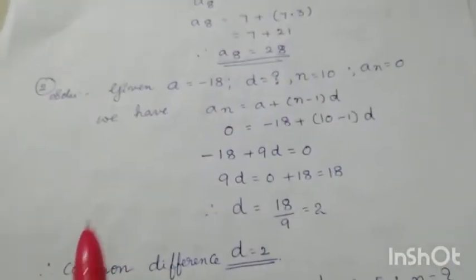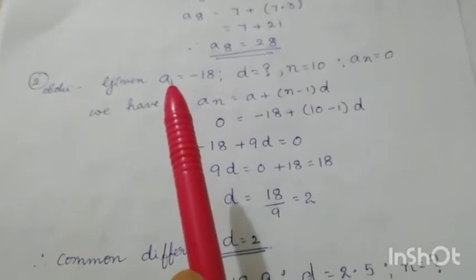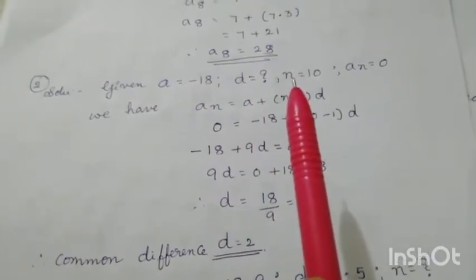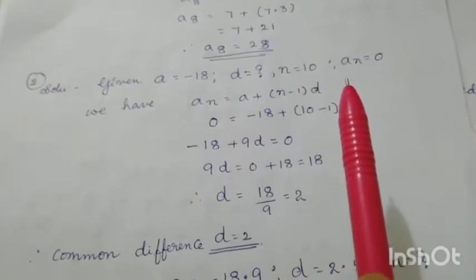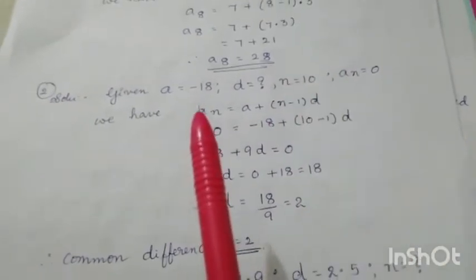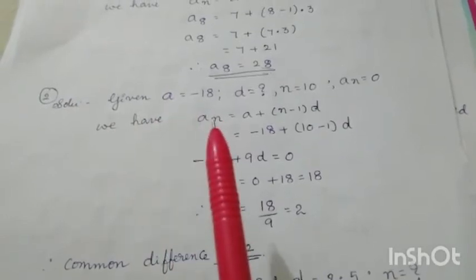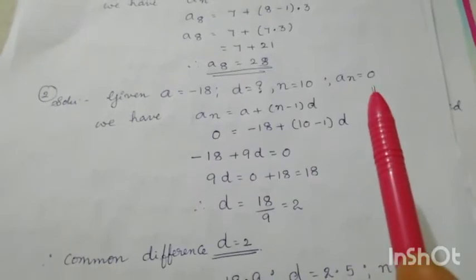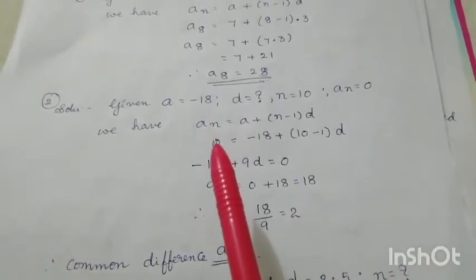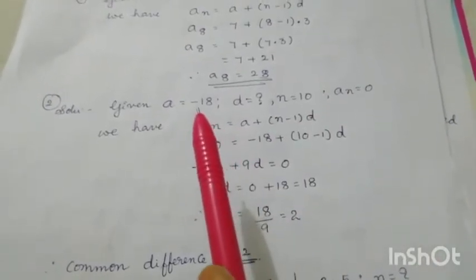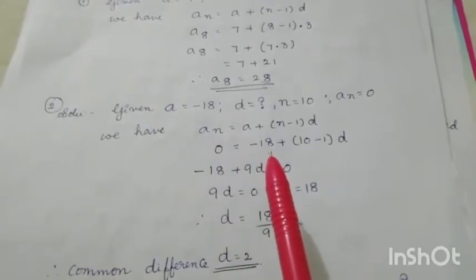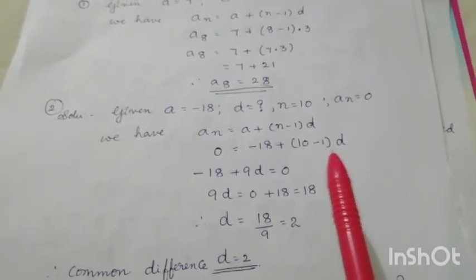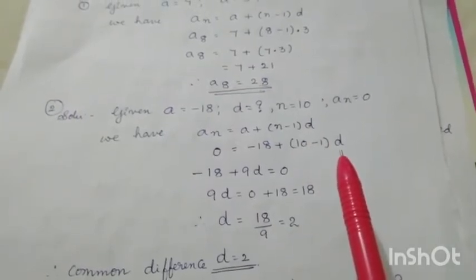Now we come to the second question. Given A is equal to minus 18, D we have to find, given N is equal to 10 and An is equal to 0. We have our formula for the nth term An is equal to A plus n minus 1 into D. We are given An is equal to 0. So here we substitute 0 is equal to, in the place of A we write minus 18, plus, in the place of n we write 10, 10 minus 1 into D. D here we have to find.